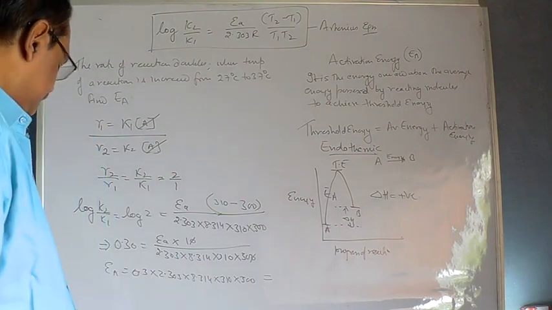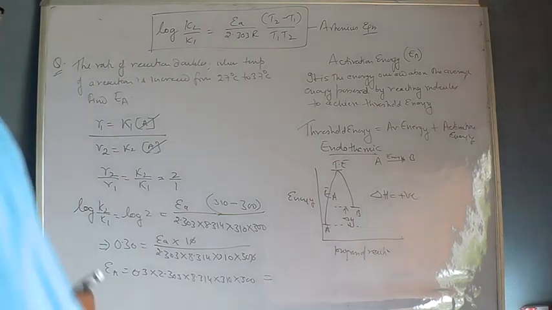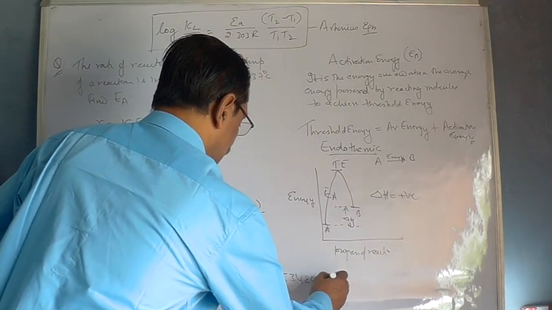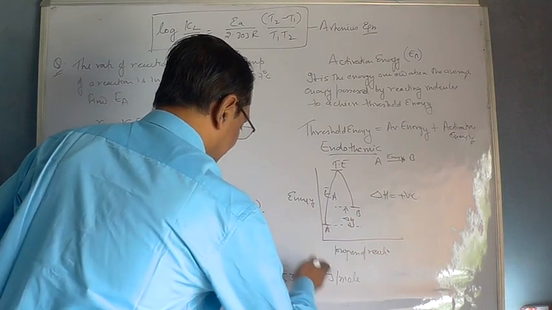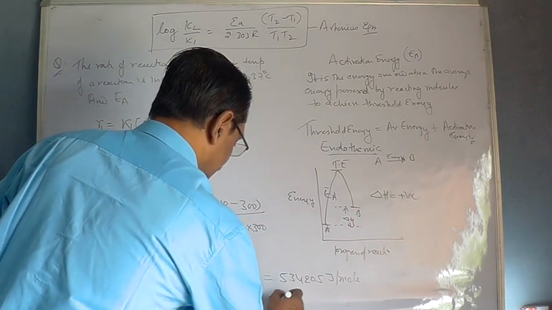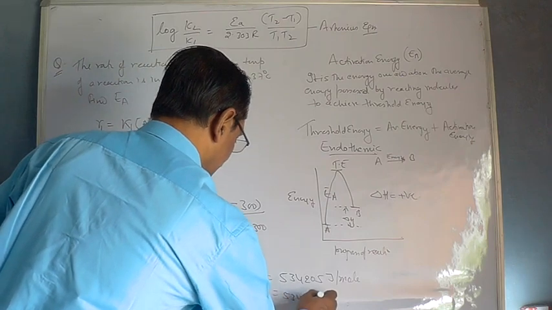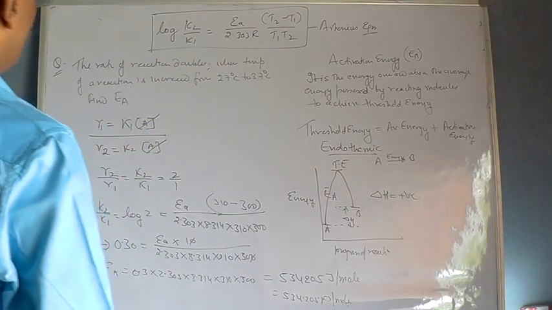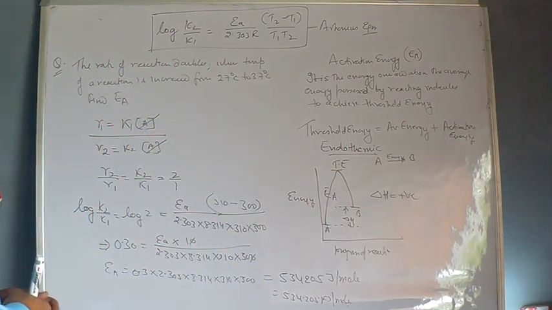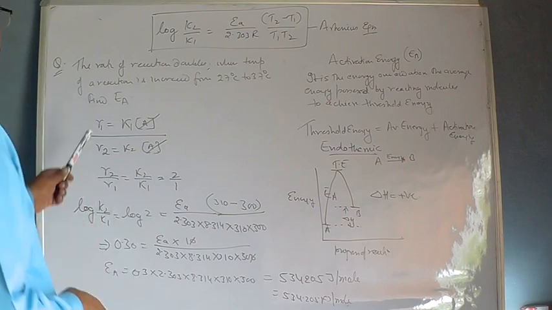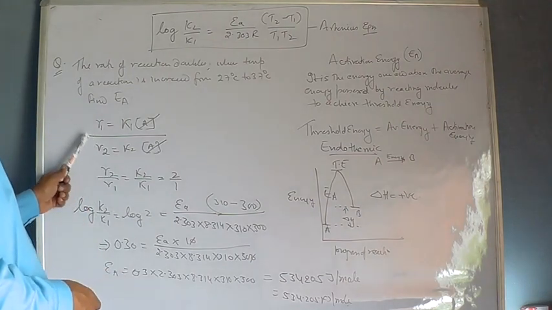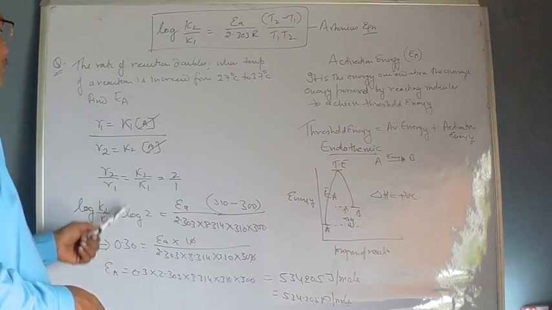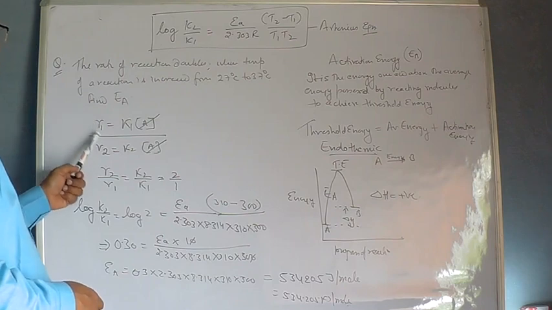But that gives me 534,205 joule per mole, and if you divide by 1000, you get 534.205 kJ per mole. So this is your answer for numericals based on the Arrhenius equation. Class, this step is a very important step. Unless you show this step, you cannot straightaway put the value of log 2 here. So try to solve it as I am telling you.